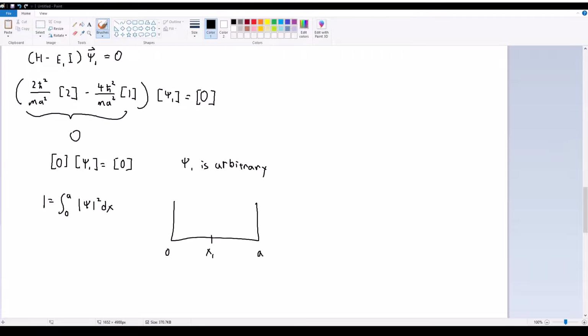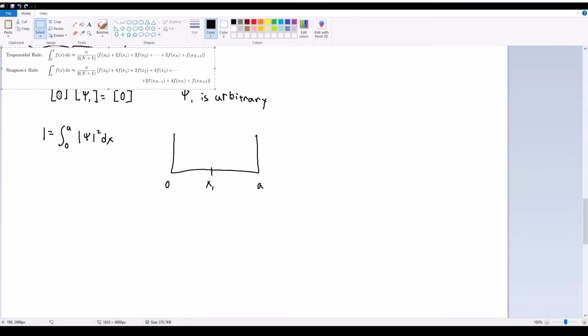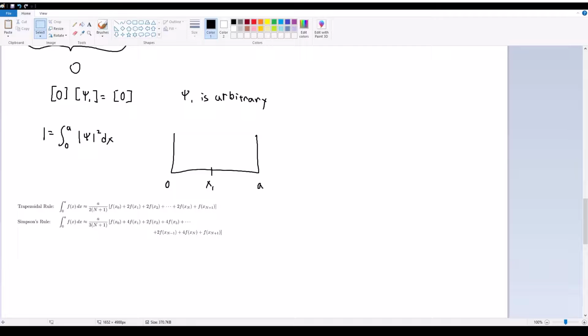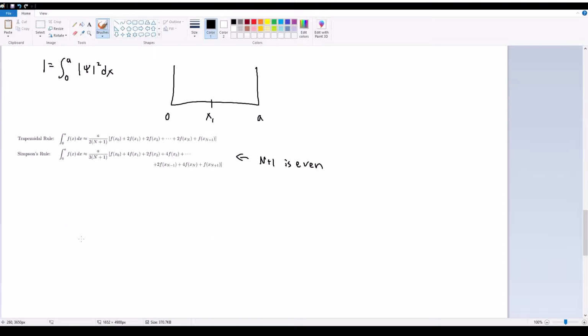So I am going to copy and paste them down here. Typically, you want to use Simpson's rule because it is more accurate, but it can only be used when n+1 is even. So for Simpson's rule, this can only be used when n+1 is even. So if n+1 is odd, we are forced to use the trapezoidal rule. In this case, because n is 1, 1 plus 1 is 2, that's even, we can approximate using Simpson's rule.